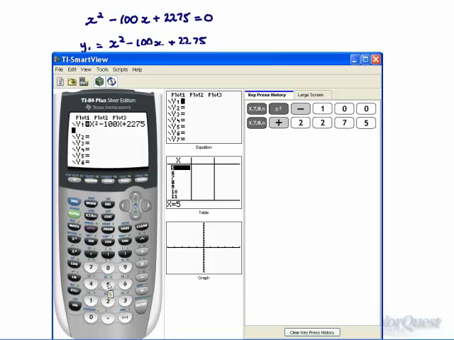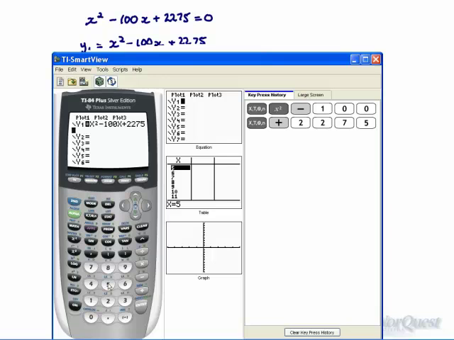Now x is going to represent one of these dimensions. What we want to do is find out what one of the dimensions is, then we'll go back to our original formula and find the other one. Now what we want to do is enter this in our calculator and come up with a reasonable window setting that we can use for this.